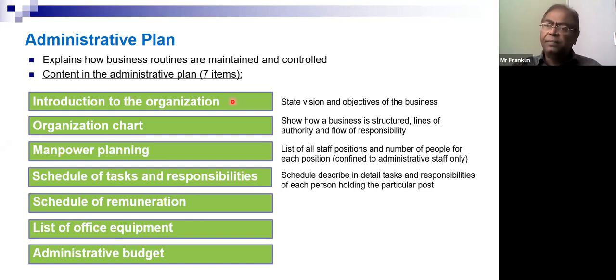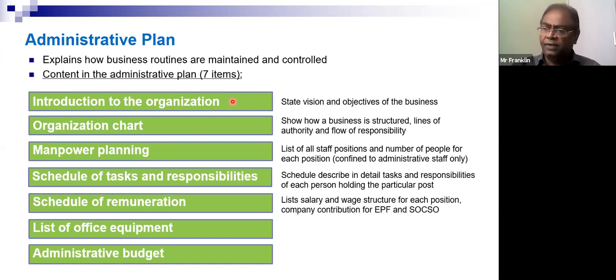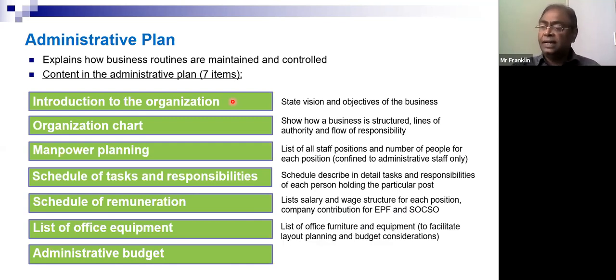Next is schedule of remuneration. How much salary you want to pay for each position? What's the EPF, SOCSO? You write that information down. Then, list of office equipment. What are the equipment that is needed? Remember, this information you put into the financial part, right? Remember we had one section, the implementation schedule, where you write about the different equipment that you have for your office. So here we have all the different equipment that you're buying for the office.